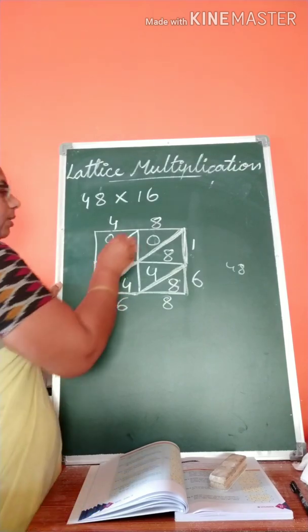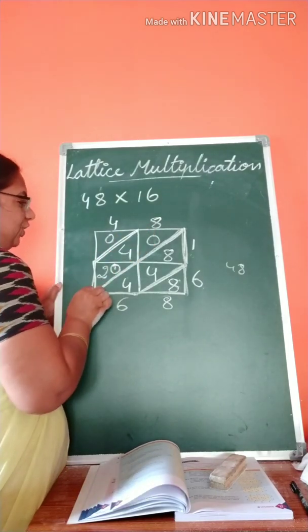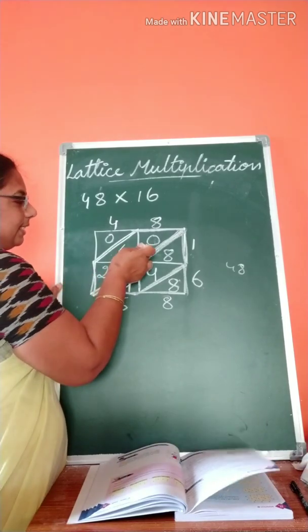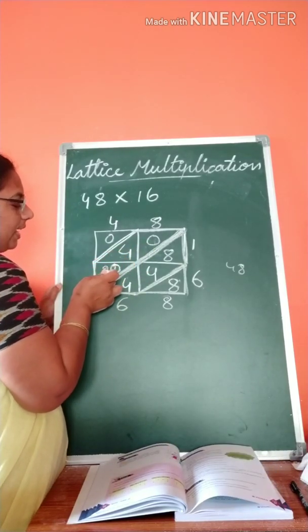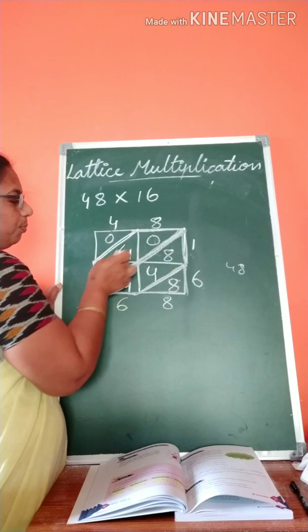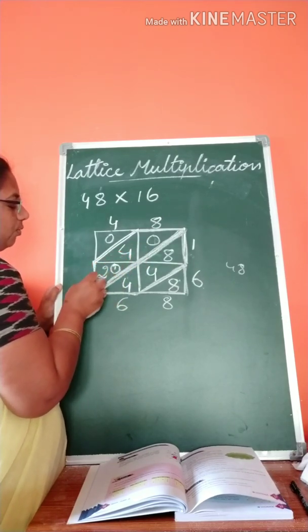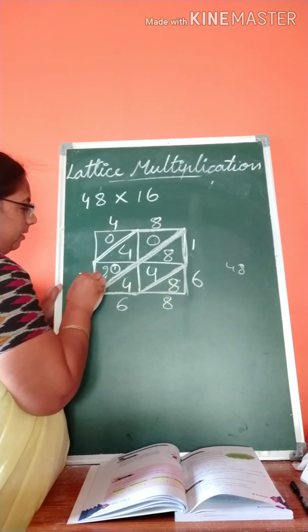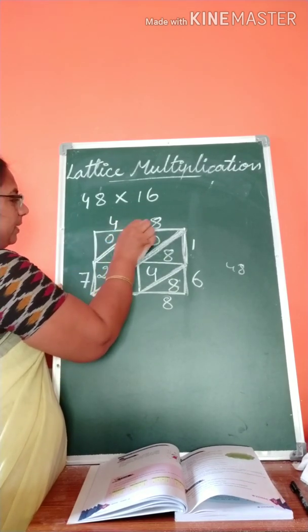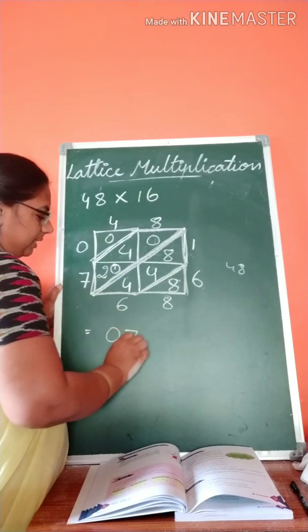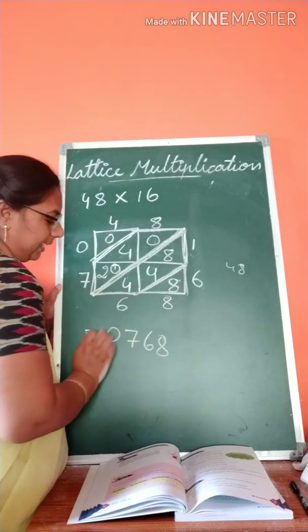Okay. Now add the digits in this shape. What are the digits here? 0 plus 4 plus 1 plus 2. 0 plus 4 is 4. 4 plus 1 is 5. 5 plus 2 is 7. And here the last shape, it is here. Only 0 is there. So the answer is 0 7 6 8. Otherwise we can write 7 6 8.